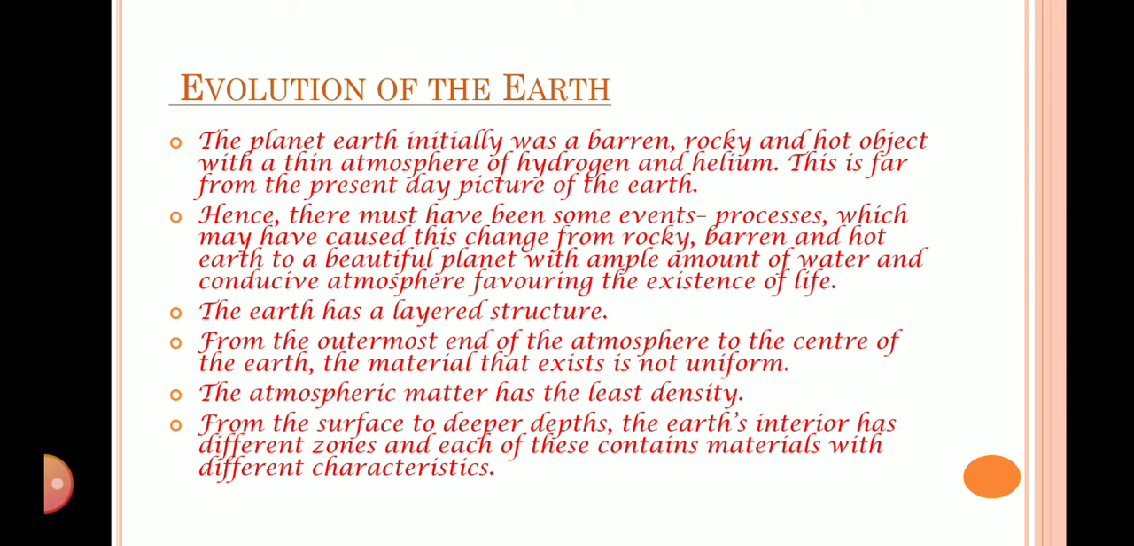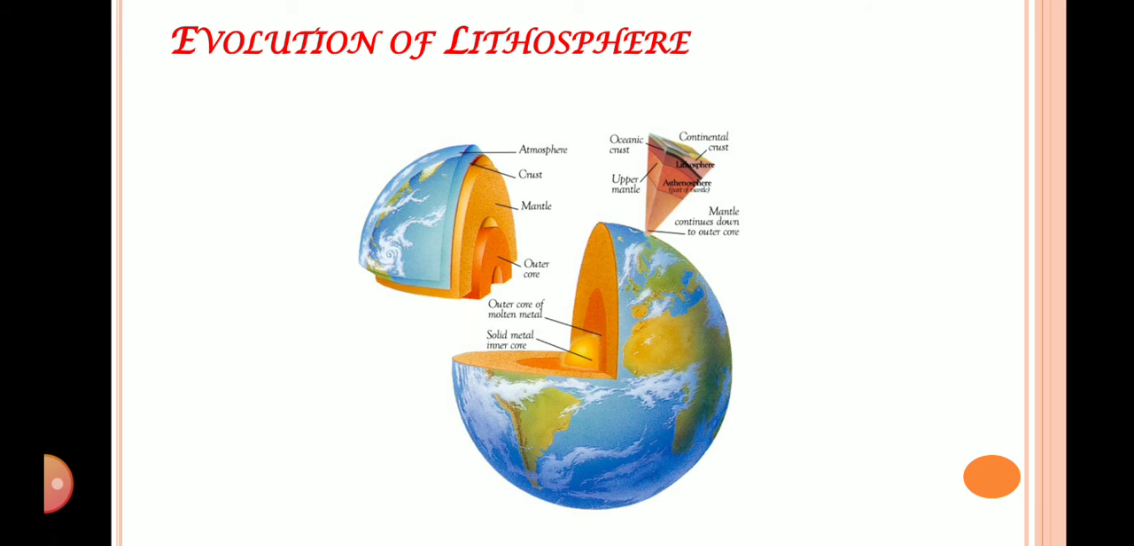The Earth has a layered structure. From the outermost end of the atmosphere to the center of the Earth, the material that exists is not uniform. The atmospheric matter has the least density. From the surface to the deeper depth, the Earth's interior has different zones, and each of these contains material with different characteristics. Evolution of lithosphere.